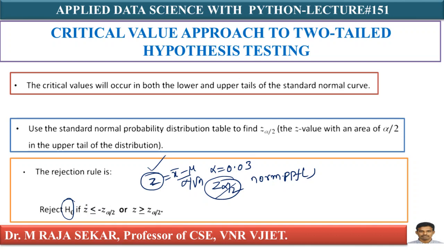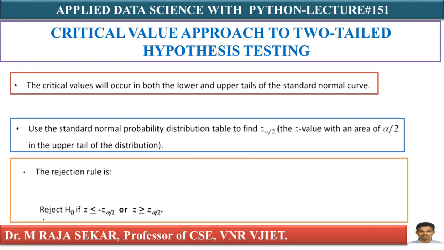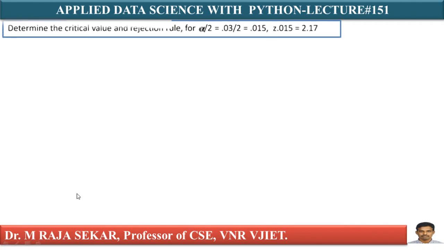If Z means my calculated value, this test statistic is less than or equal to minus Z alpha by 2, meaning it is on the left side of minus Z alpha by 2, or if it is on the right side of Z alpha by 2, I must reject. When can I reject? If it is not in the acceptance region, meaning the calculated value must be less than or equal to minus Z alpha by 2 or greater than or equal to Z alpha by 2. We will try to understand, determine the critical value.